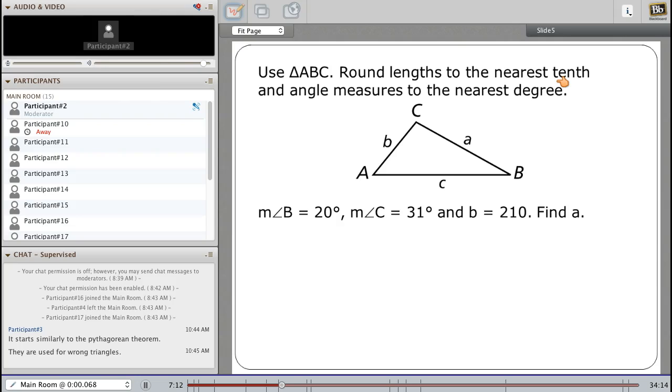I love that math humor, Will. Yes. If you don't have a right triangle, you have a wrong triangle.